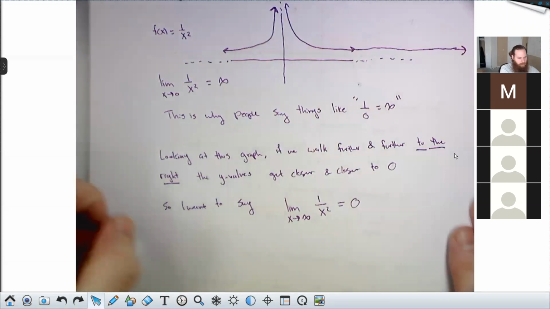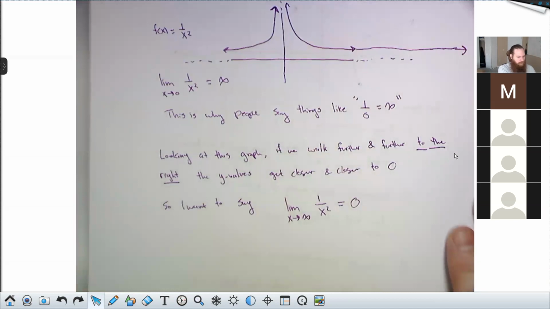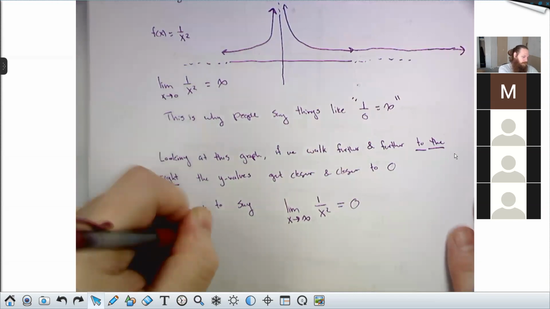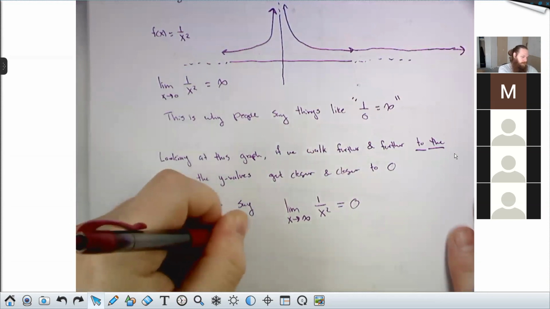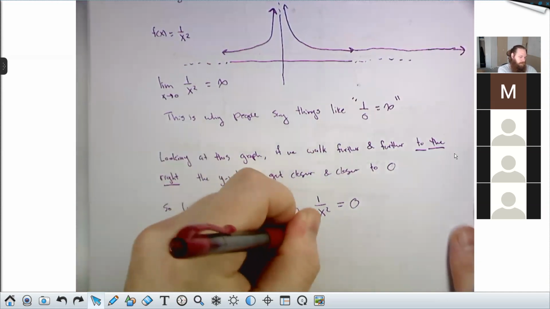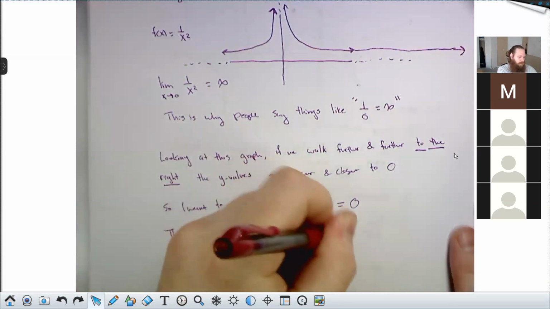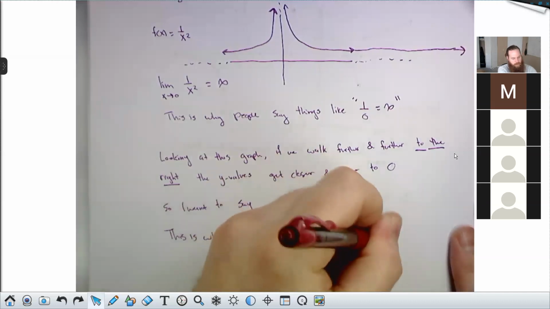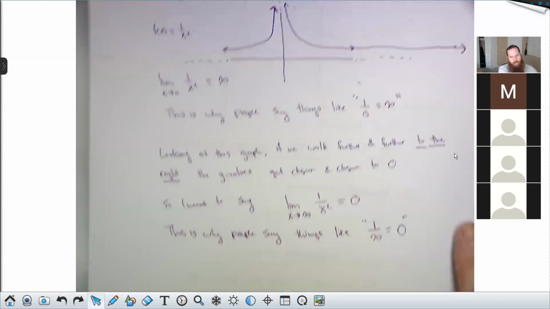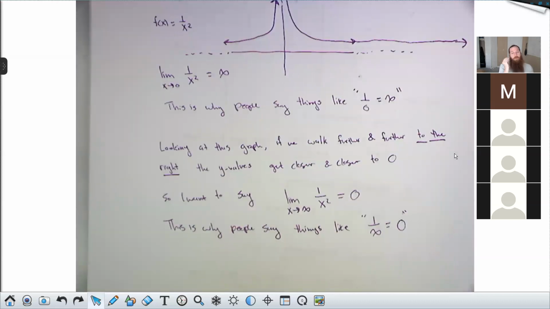So we're getting into section 2.6. Before I introduce the material formally, this is why people say things like 1 over infinity is 0. And again, quote bunnies here, not entirely reasonable, but pretty close to reasonable.